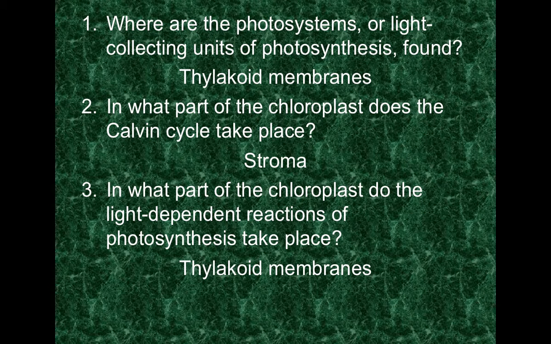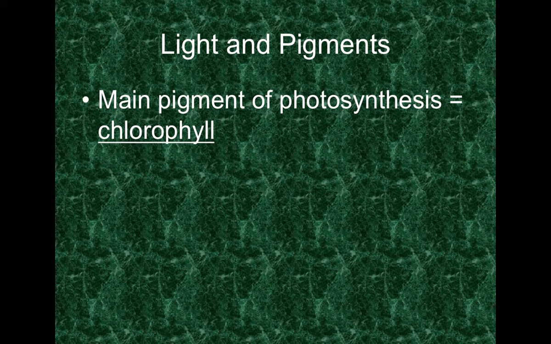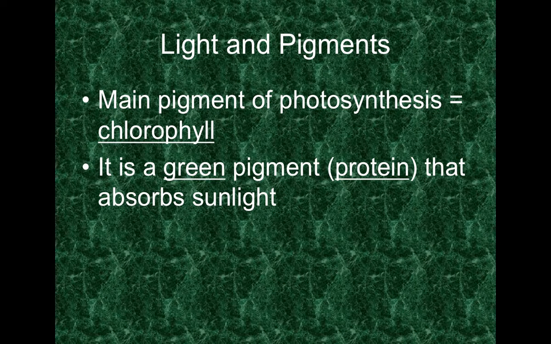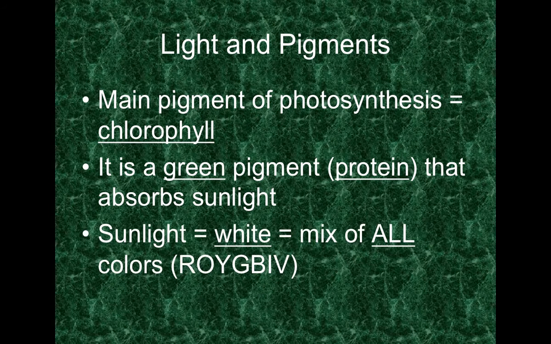So let's talk about this interaction between light and pigments for a minute, because that is really the key to photosynthesis. The main pigment of photosynthesis is a pigment called chlorophyll. The pigment itself is green. It's actually a protein, and that protein is able to absorb sunlight energy. What you have to remember is that sunlight is white, and it's a mix of all the different colors: red, orange, yellow, green, blue, indigo, and violet.